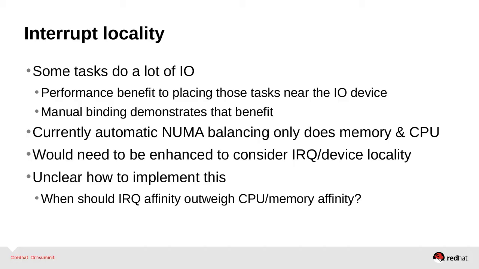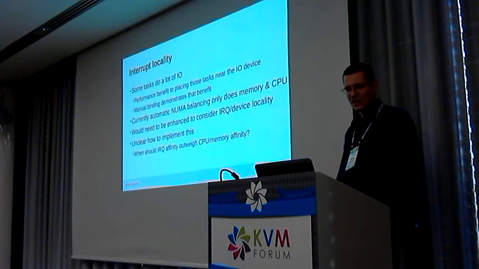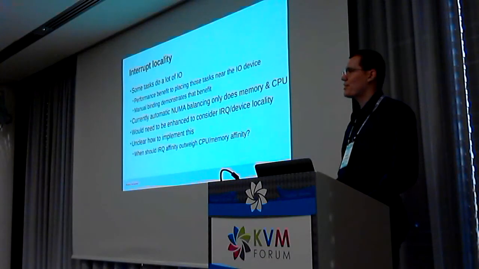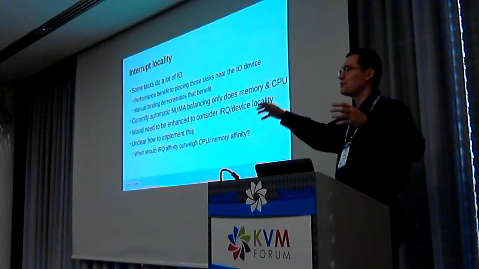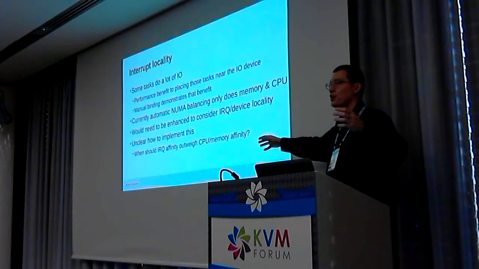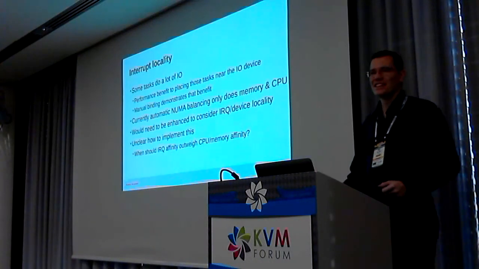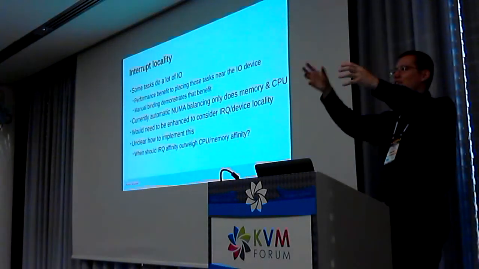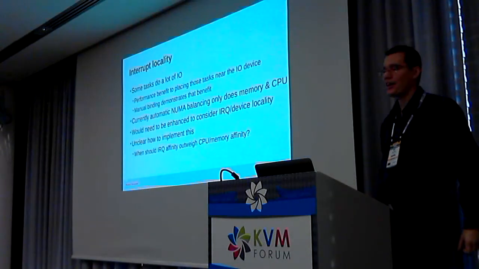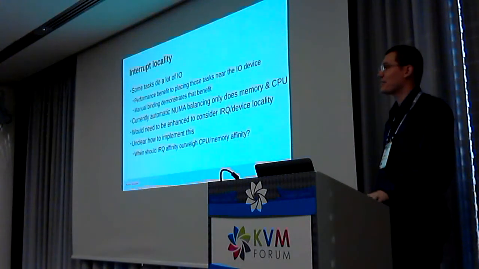This is a big one, interrupt locality. If you have a 40 gigabit network card on one NUMA node of the system, and your KVM guest is running on a NUMA node 2 hops away, you are not going to do 40 gigabits. So trying to get the KVM guest to run where it is doing I/O is a big thing. Right now, this is something that needs to be done manually.